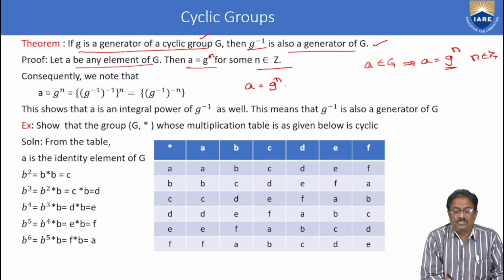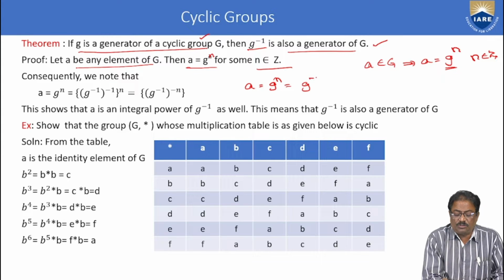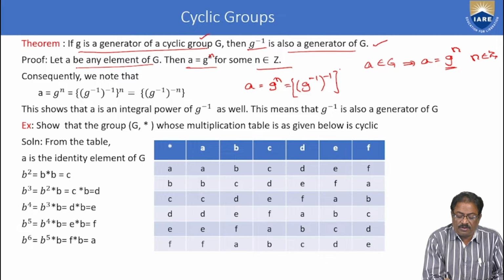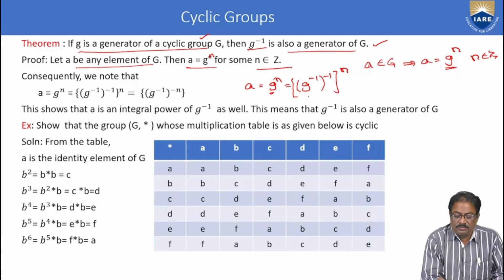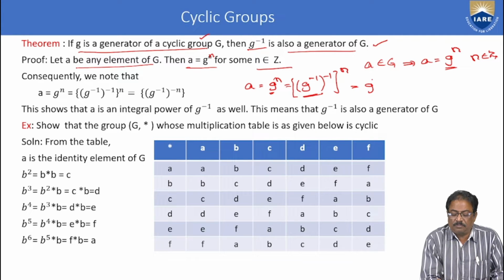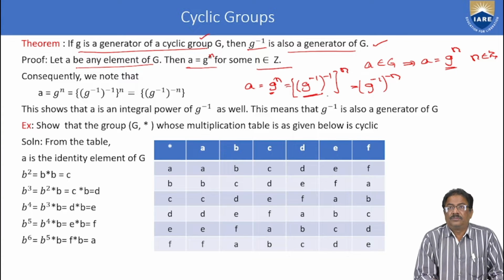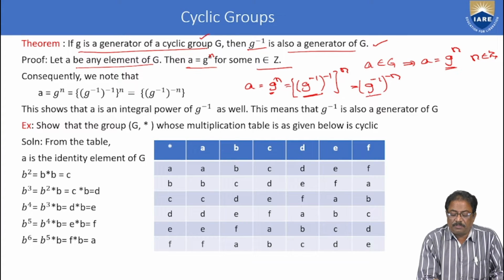A equals Z power N, which equals, I am going to write it as G power minus 1 and whole power minus 1 and whole power N. So G can be written like this. So this is nothing but G power minus 1 and whole power MN. So M into N, it is minus N. So I can say that A can be represented as G inverse as well.